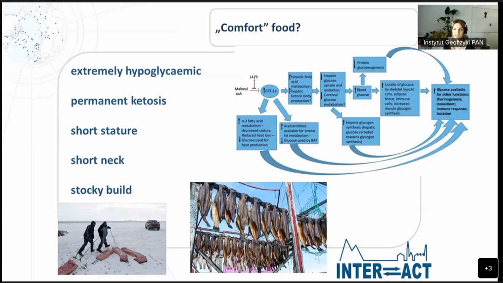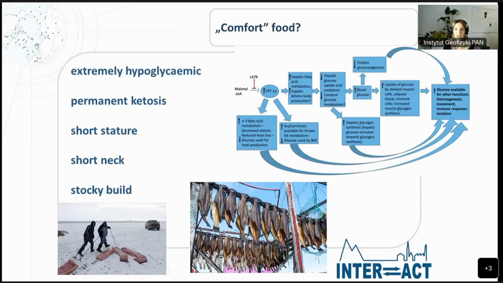On one hand, it provides a lot of calories, but on the other hand, it's extremely hypoglycemic. So you're in a state of permanent ketosis, which normally would not be healthy for any Caucasian person, and it's not without consequence for Inuit people. So they have internal mechanisms, also genetic mechanisms, that allow them to metabolize this fat and live in this permanent ketosis better. We wouldn't be able to survive like that, not for a long time. But the price or the consequence is that they're mostly of short stature. They have short necks, and they also have a very stocky build, which also helped them.